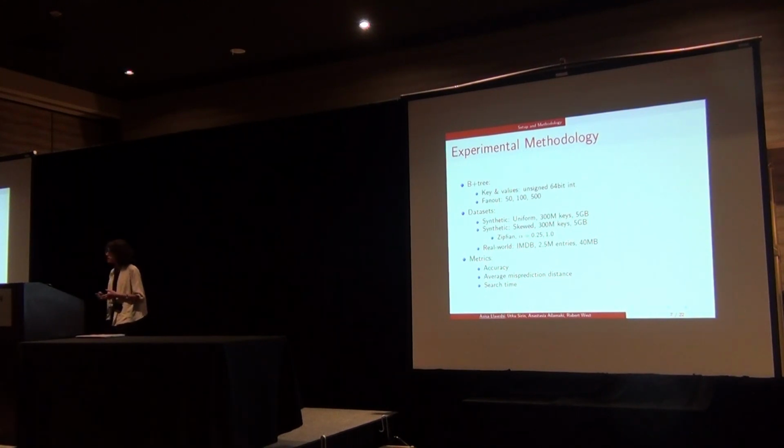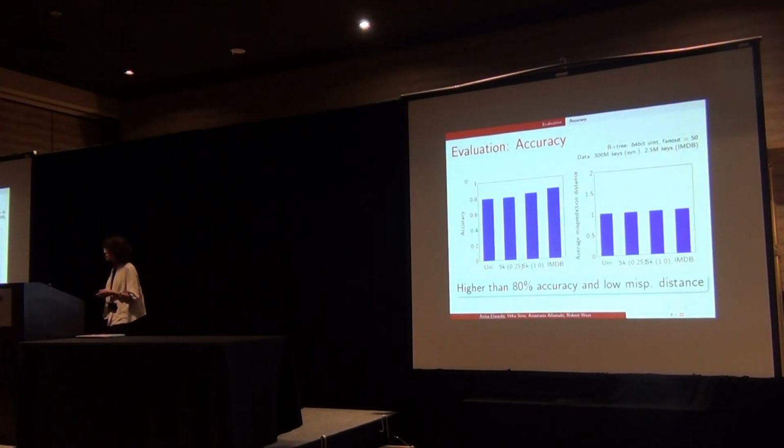We use different metrics to evaluate our system. We use accuracy, and accuracy represents the ratio of the correctly predicted nodes over all the predictions that the system makes. The average misprediction distance evaluates the distance of the mispredicted node from the correct node number. This is averaged over all the predictions. And the search time represents the time that it takes our system to perform a search operation.